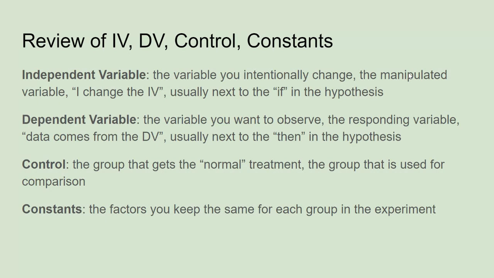The control is the group that would get the normal treatment. A lot of times that's going to be considered water, especially in experiments in a biology classroom. Constants are the factors that you keep the same for each group in the experiment. Those are the things that help us remember that we only want to change one thing. We only want to manipulate one variable, and that's the independent variable. We want to keep all things other than that one thing that we're trying to test the same.